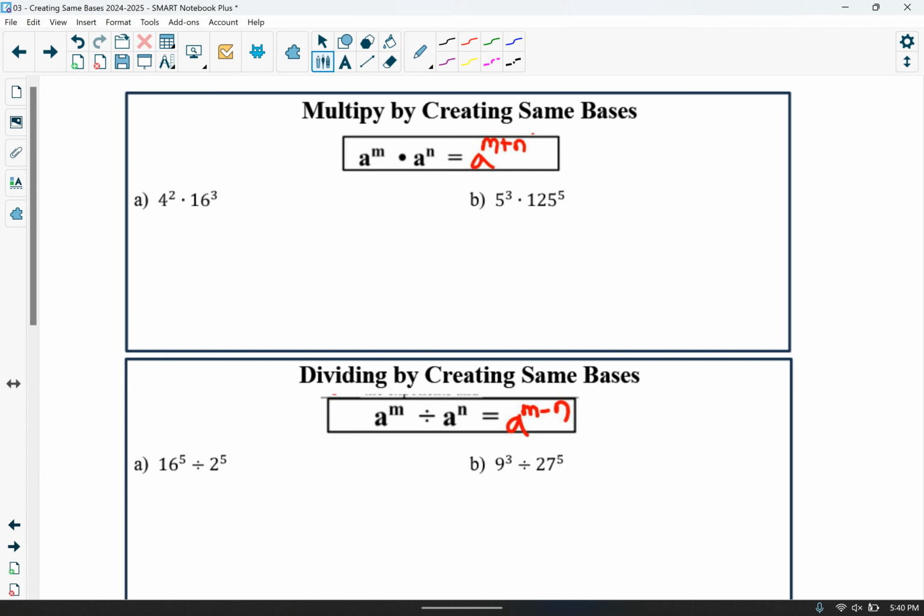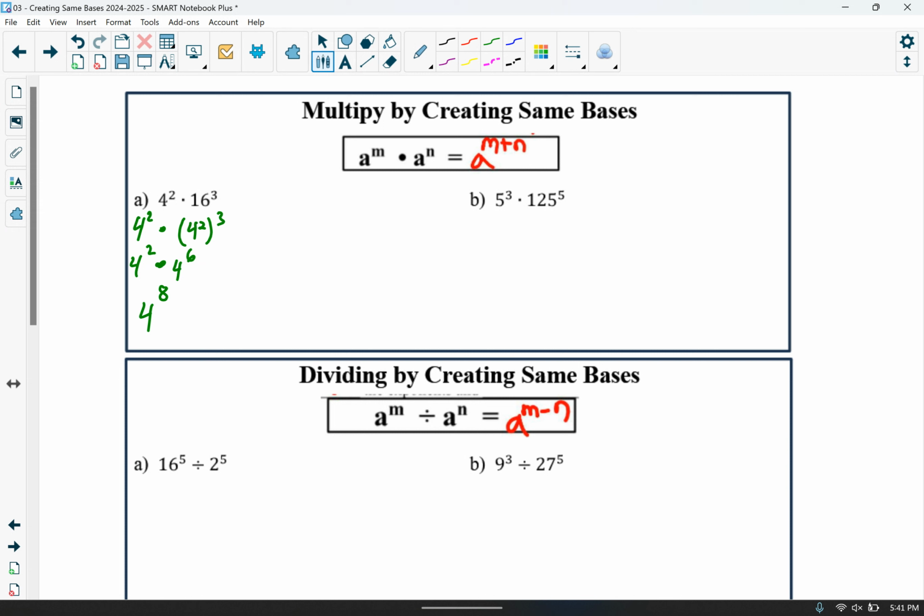Okay? So here we have 4 squared times 16 to the 3rd. We're reminded of our rule of multiplying with same bases that you're going to keep the base and add the exponents. But first, we need to have same bases. 4 squared and 16 to the 3rd, we can do those using same bases, right? Because 16 is 4 squared to the 3rd power. I'm going to simplify that. So 4 to the 6. 2 times 3 is 6. Now I'm multiplying with same bases, so now I'm going to keep the base and add the exponent.